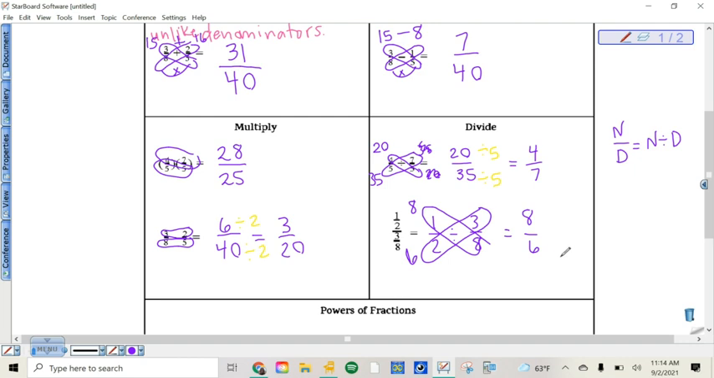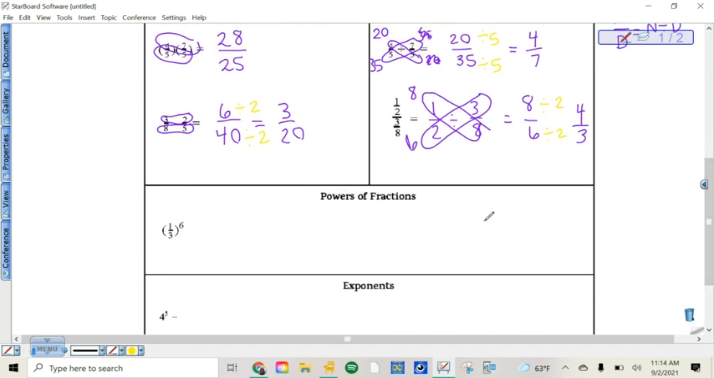And I can simplify it. It's going to be 4 over 3, which you could also do as 1 and 1/3, because both of those numbers are divisible by 2. So divide by 2, divide by 2. Cool? Okay.